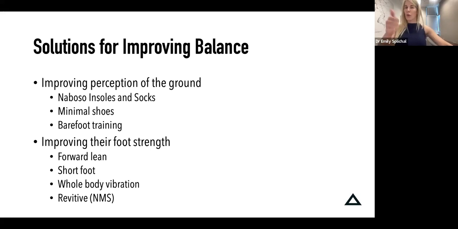Improving foot strength. Do the forward lean. Do short foot, use whole body vibration, or use neuromuscular stimulation. Whole body vibration, I have a power plate hidden from the table, on the other side of the table. Revitive, if you go to revitive.com, it's a neuromuscular system. It's kind of like a TENS unit for the feet, creates a little rocker. I really like that. Short foot and forward lean are awesome as well. I have tons and tons of videos on those.